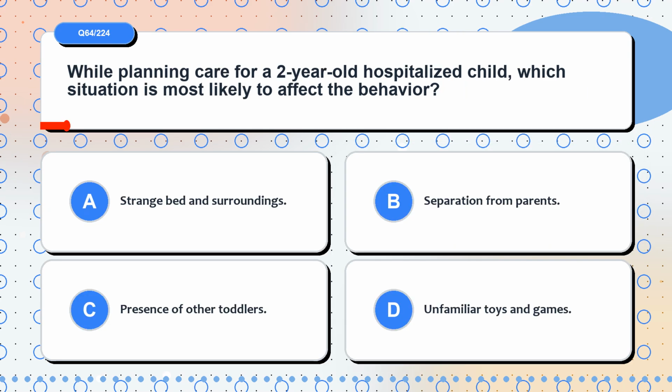Question 64. While planning care for a 2-year-old hospitalized child, which situation is most likely to affect the behavior? Here are the options. Option A. Strange bed and surroundings. Option B. Separation from parents. Option C. Presence of other toddlers. Option D. Unfamiliar toys and games.